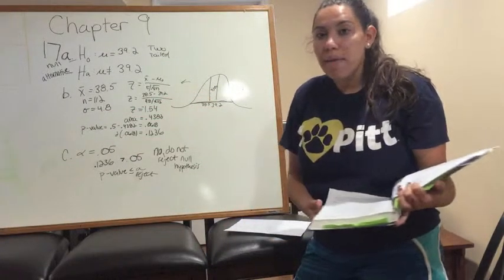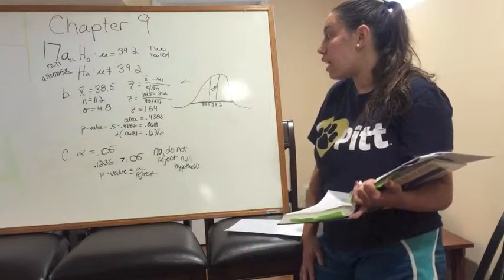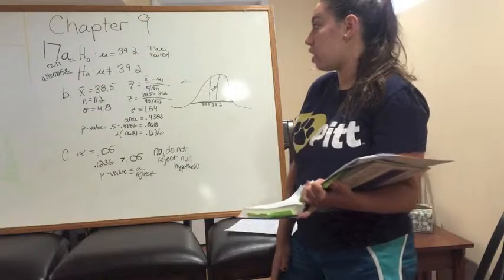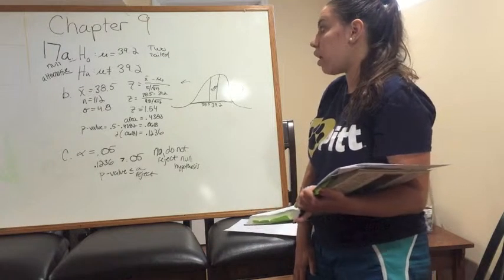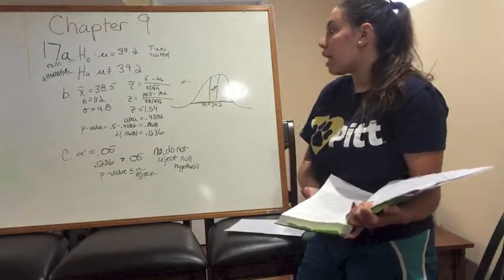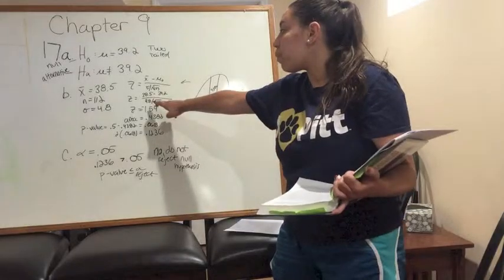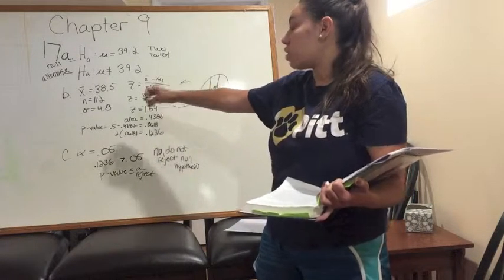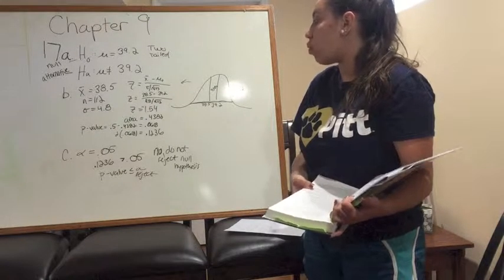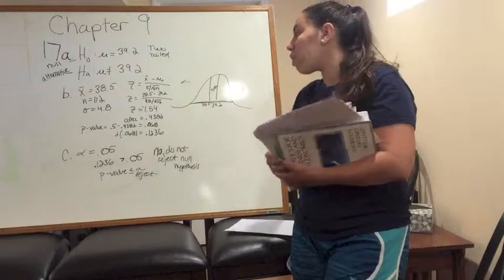So with those numbers, we have a formula for the z-value. And it's z equals the mean minus the null hypothesis mean, divided by the standard deviation divided by the square root of the sample size. So that'll be 38.5 minus 39.2 divided by 4.8 divided by the square root of 112. And we get the z-score of negative 1.54. We look that up, and the area is 0.4382.